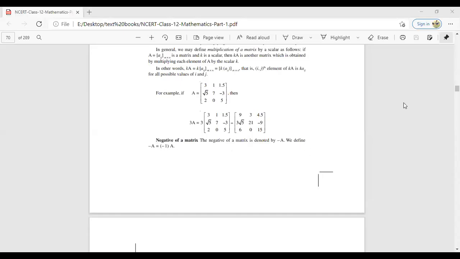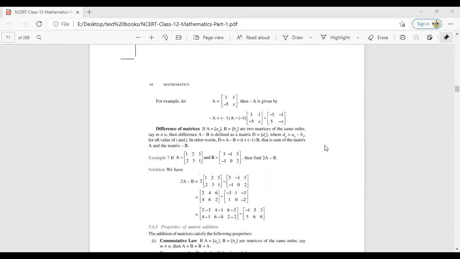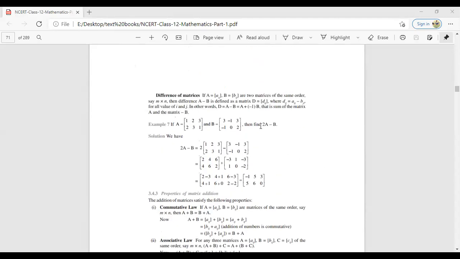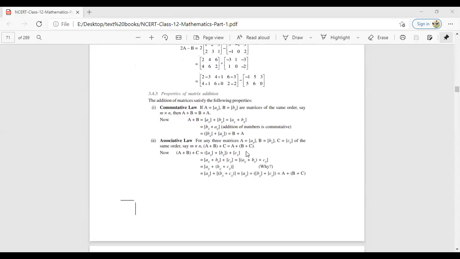The negative of a matrix is denoted by minus A. So we can write minus A or minus 1 into A. The minus should be multiplied with all the elements, and it will become the negative matrix. And difference, we have seen.